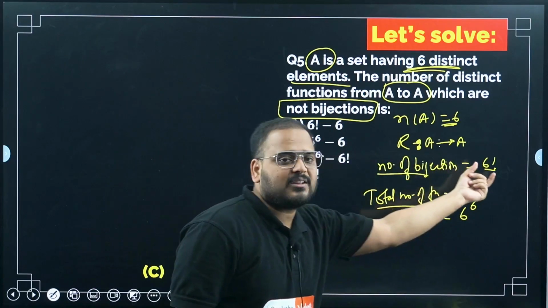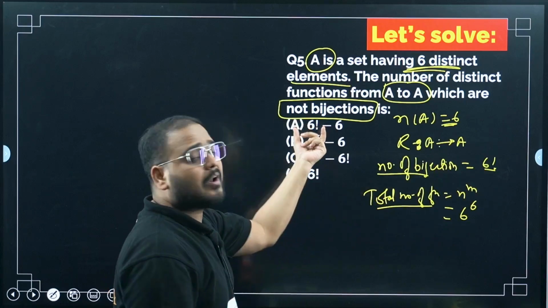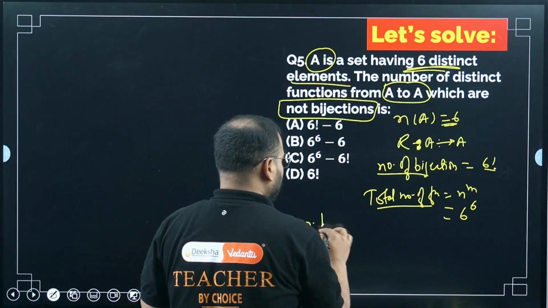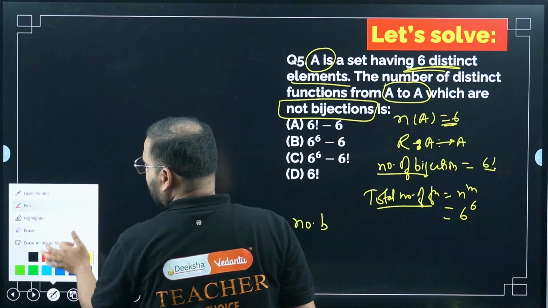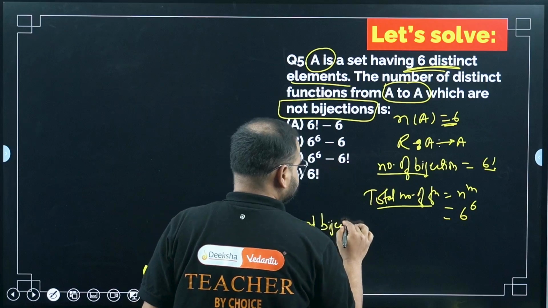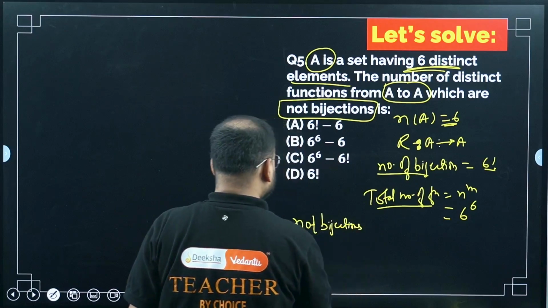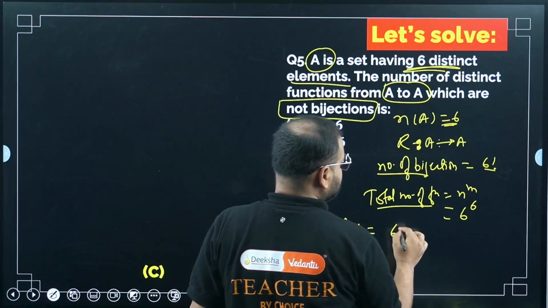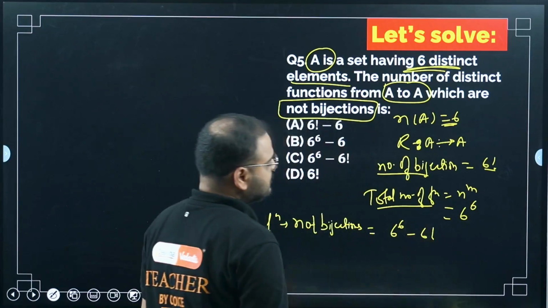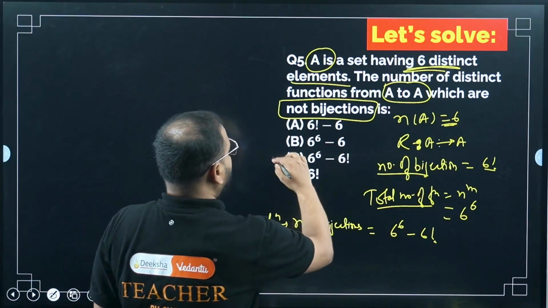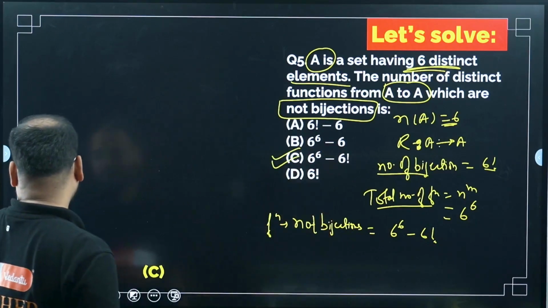So from the total, subtract the bijections. We are looking for functions which are not bijections. So this will be 6 power 6 minus 6 factorial. Is this the answer? Check please. C. Correct, right? Move on. Please move on.